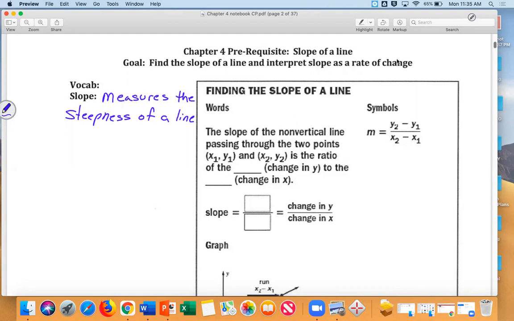All right, so slope measures the steepness of a line. The symbol for slope is m, that's what we use. Nate, there's that kind of cursive m. So the slope of a non-vertical line, just meaning not a line that goes up and down, through 2 points, we call them x1, y1, x2, y2, is the ratio of the blank, which is the change in y, to the blank, which is the change in x. So it's the ratio of the rise to the run.